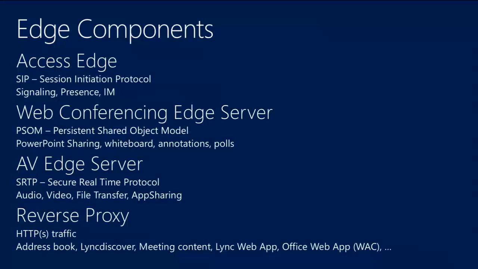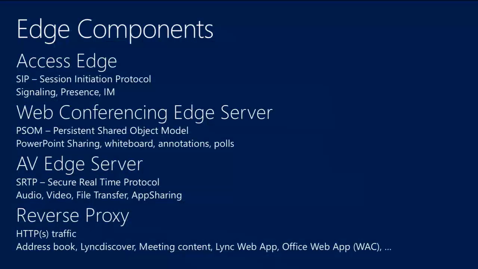First, the Access Edge. The Access Edge component is responsible for SIP. That's what we use for our signaling, for all of our channels for IM and presence and signaling and all that good stuff. It's all over SIP. The Access Edge is the SIP component for external connectivity. The Web Conferencing Edge server is what handles what's called PSOM, or the Persistent Shared Object Model.